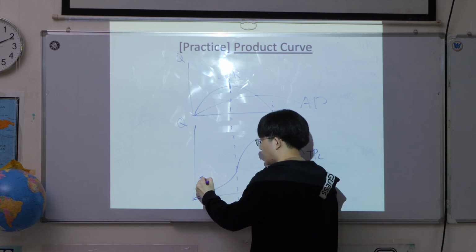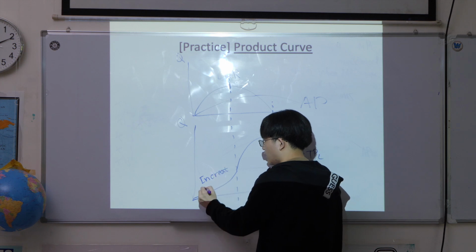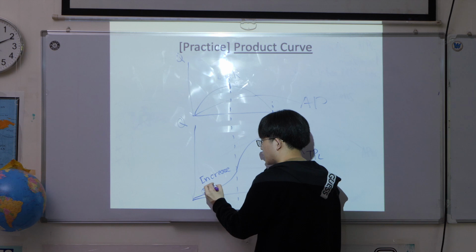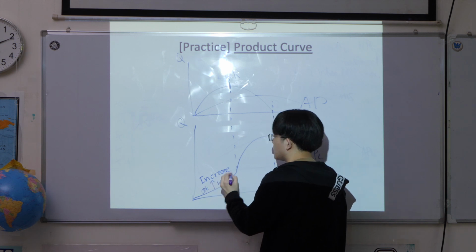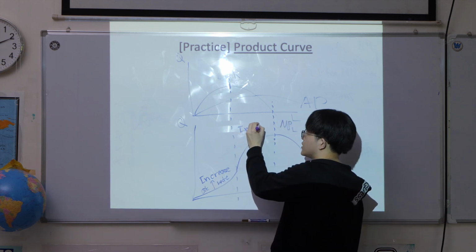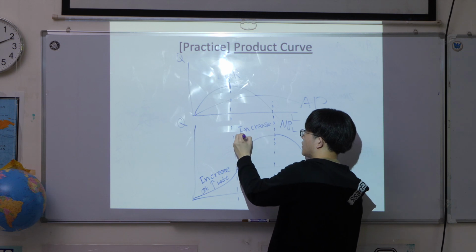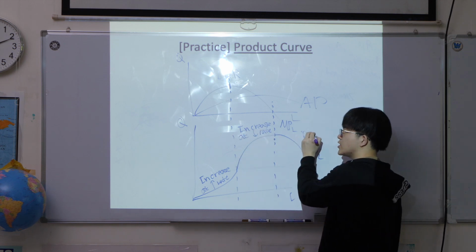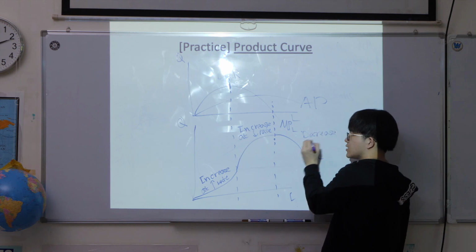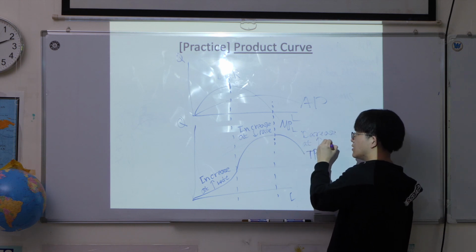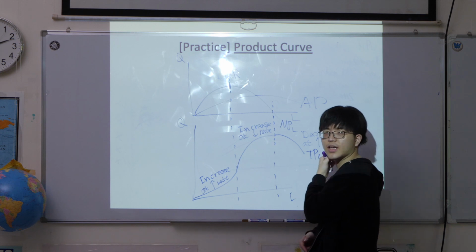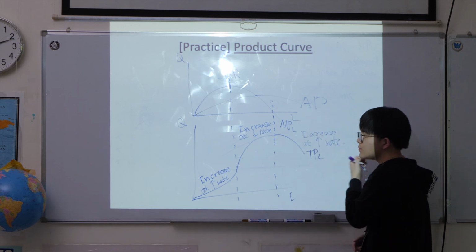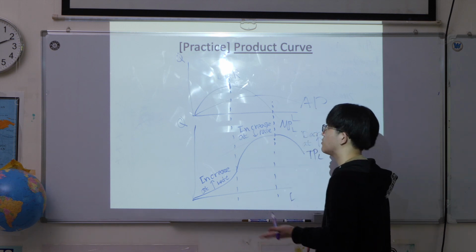So here, it increases at an increasing rate. And here again, it increases but at decreasing rates. And here, it starts to decrease but at increasing rates. Understand? And I'll explain the reason why it happens.